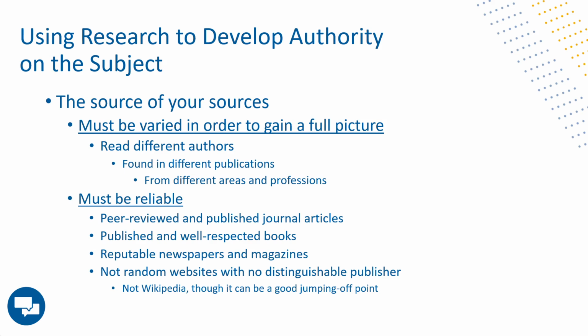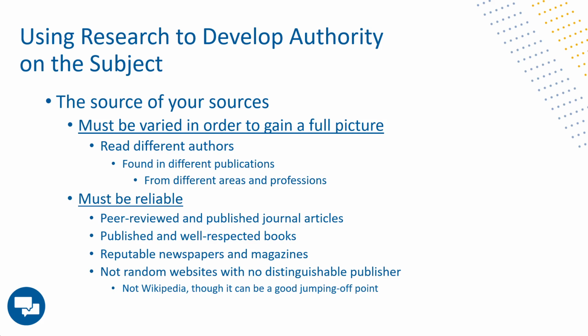The sources also must be reliable. For example, things like peer-reviewed and published journal articles are very reliable because they are reviewed by other experts in that field. Published books, reputable newspapers and magazines are also very reliable sources of information. However, there are a lot of things online that may or may not be reliable. So you have to question them a little bit more.